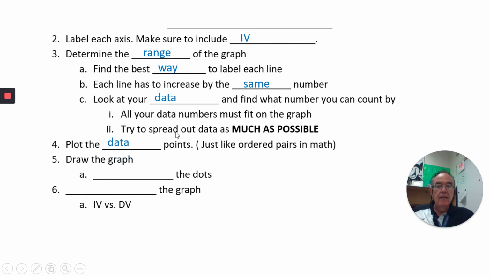Like I said, you're going to try and spread out the data as much as possible. You don't want it crammed up in the corner of the graph. Later in the year, we're going to do a PBA on this, and one of the things you'll be graded on is whether or not you used up most of the graph paper. Then after you plot all the points, you're going to draw the line of best fit through the dots. You're going to title the graph, and the easiest thing is usually just to say the independent variable versus the dependent variable.